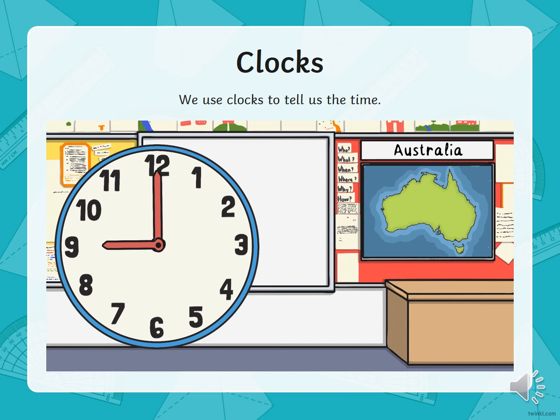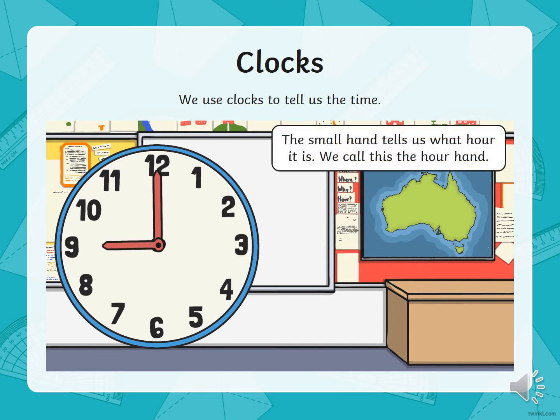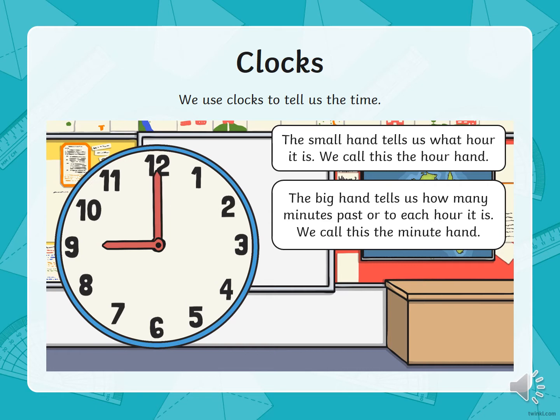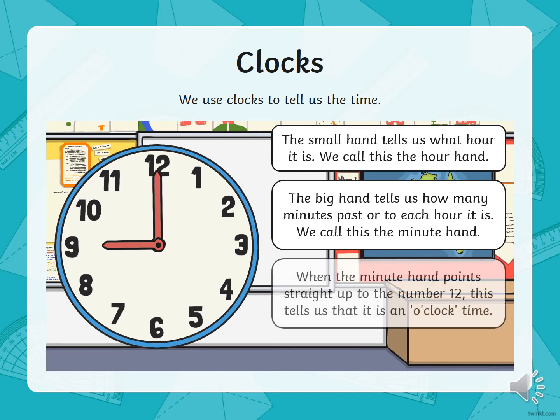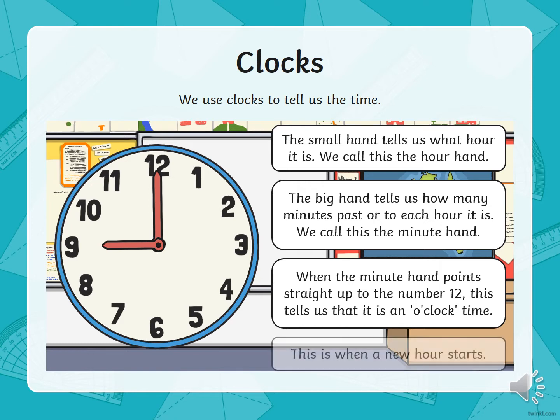We use clocks to help us tell the time. The small hand tells us what the hour it is, and we call this the hour hand. The big hand tells us how many minutes past or to each hour it is, and we call this the minute hand. When the minute hand points straight up to the number 12, this tells us it's an o'clock time. This is when a new hour starts.